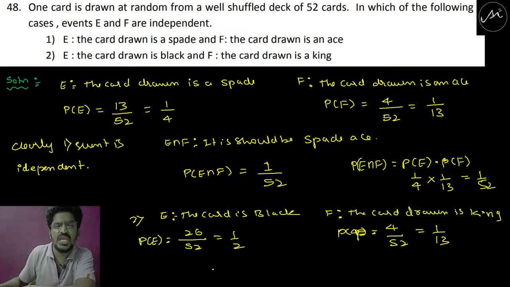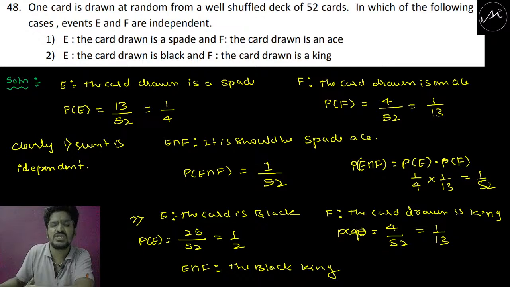Again, see E intersection F. What will E intersection F be? It is the black king. Because in E you have black and in F you have king, so if I take the common part, it will be a black king. So the probability of E intersection F is 2 black kings divided by 52, so that is 1 by 26.